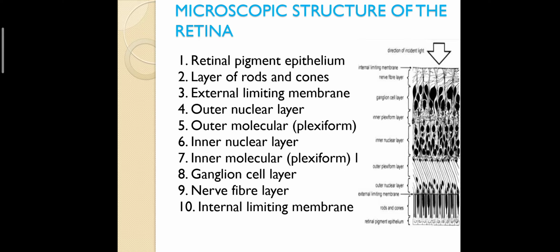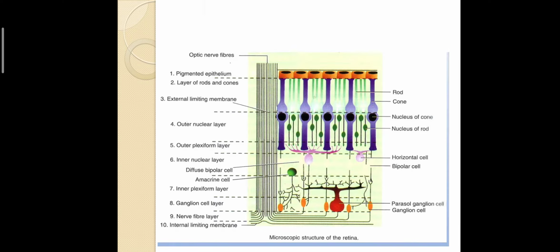Then comes the external limiting membrane, then the outer nuclear layer, then the outer plexiform layer, then the inner nuclear layer, inner plexiform layer, ganglion cell layer, nerve fiber layer, and internal limiting membrane. So you need to learn this by heart. It's not so difficult. Once you know the importance of each layer, it will be relatively easy. I'm going to discuss all these layers in the coming slides.